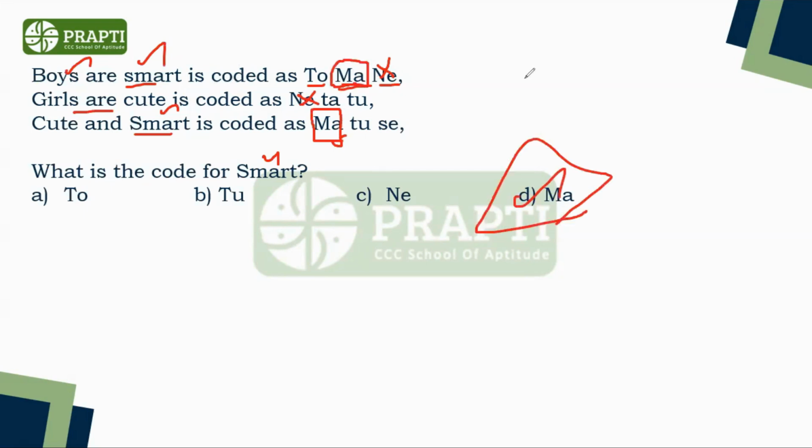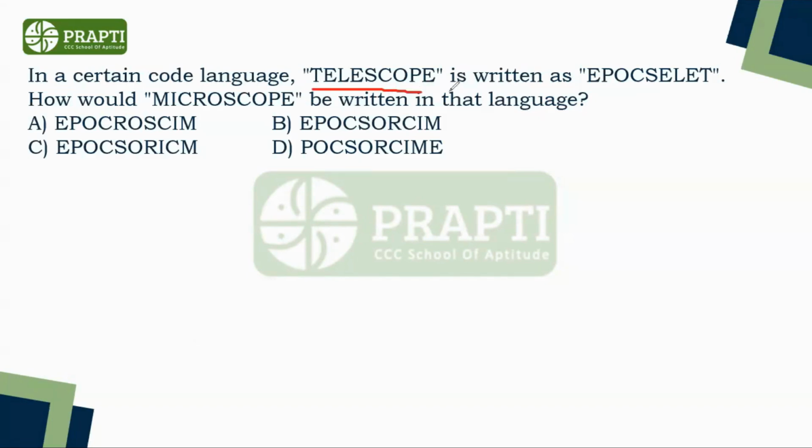Option D, Ma. In a certain code language, telescope is written as EPOCSELET. So now you just see, very simple, it has been reversed here. Am I right? All the letters of telescope have been reversed. In the same manner, microscope, just reverse it so that you will be getting the answer as EPOCSORCIM. So obviously what will be the answer here?